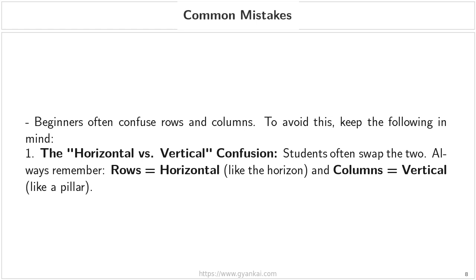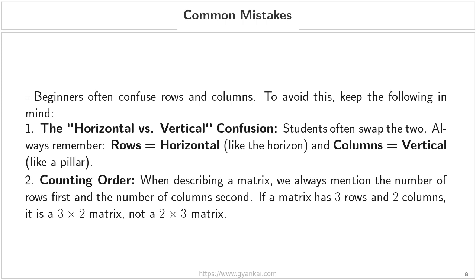First, let us talk about the confusion between horizontal and vertical directions. It is easy to swap these two, but a great way to remember the difference is to think of the word horizon. Just as the horizon is a flat line across the earth, rows are always horizontal. On the other hand, think of architectural columns or pillars that hold up a building. These are always vertical. So always remember, rows are horizontal and columns are vertical.